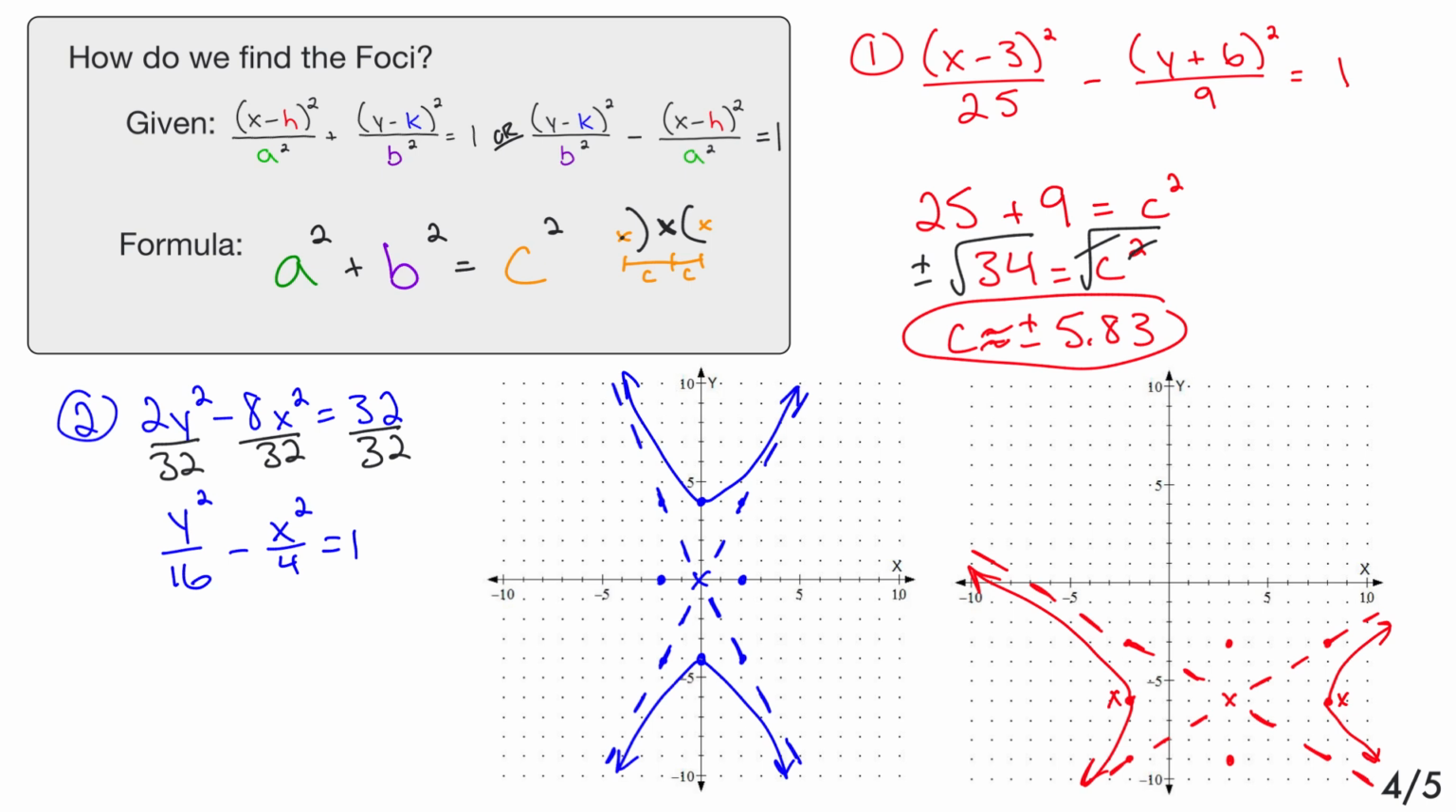So it's going to be my A value squared plus my B value squared. So it's going to be 16 plus 4 is equal to C squared. That means 20 is equal to C squared. I would square root both sides. Don't forget your plus or minus. And I would get that C is approximately equal to, if you want to simplify it, 2 root 5, but I want a decimal answer because I need to put this on a graph. It's going to be plus or minus 4.47, so about 4.5. So from my center, I'm going to go up 4.5, and I'm going to go down 4.5, and those will be the locations of my focal points.